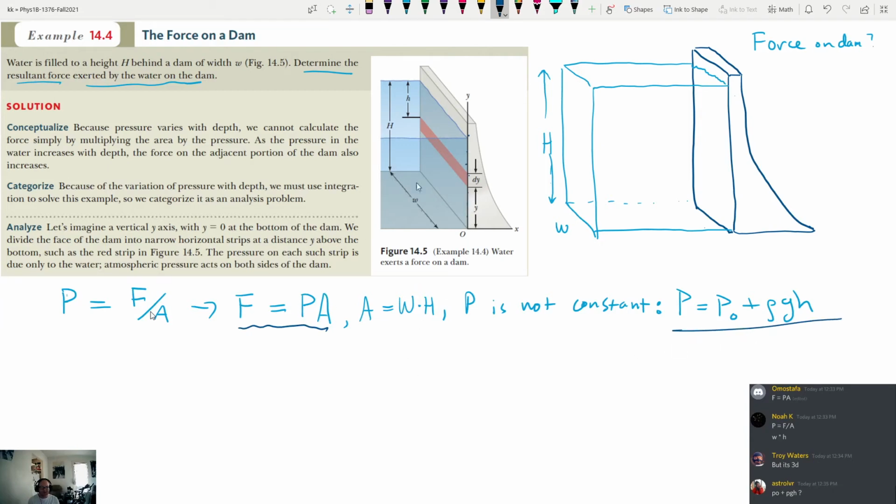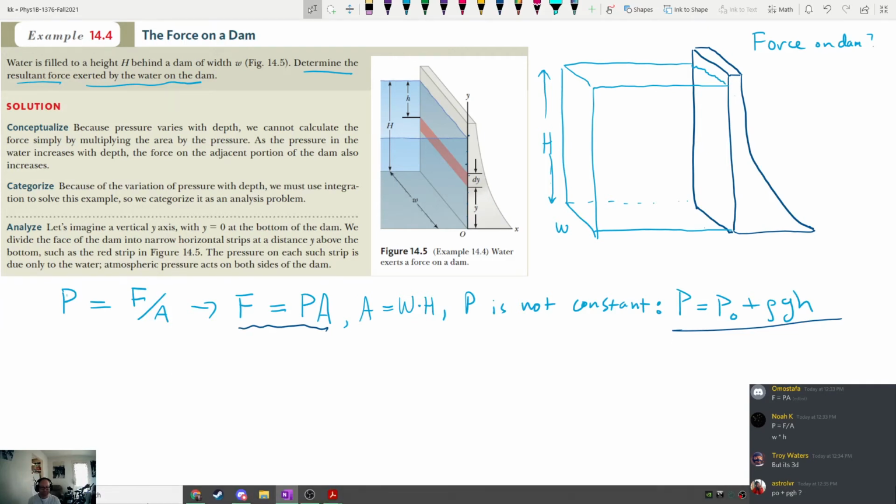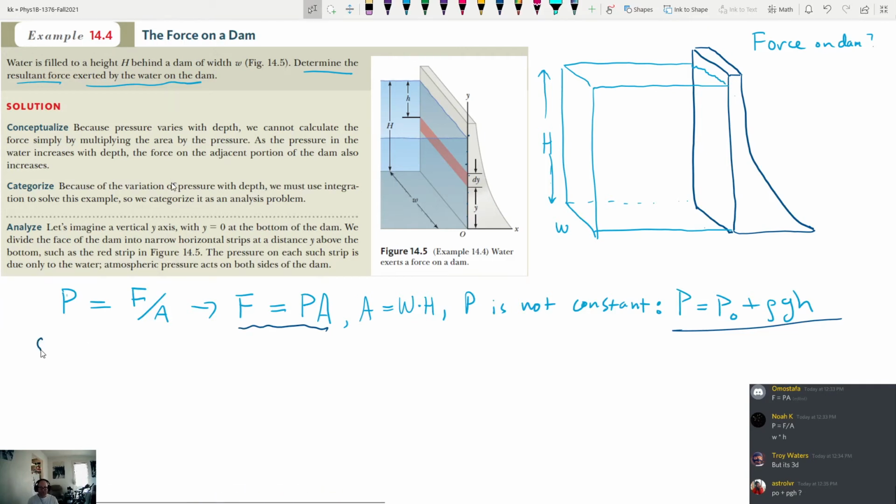So what if I figured out the force on a piece of the dam, like let's say this red strip right here? What if we found a force just on that one piece and then used some type of mathematical technique to sum up the forces on the entire dam? That's our strategy: I find the force acting on a small piece of the dam, and then I sum up all the forces acting on the dam. That's what we're going to do. All right?